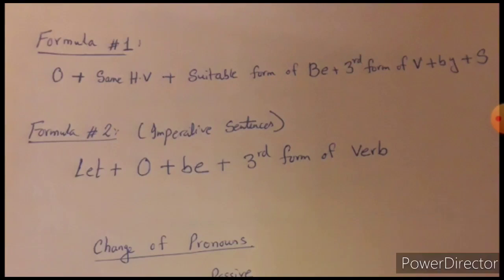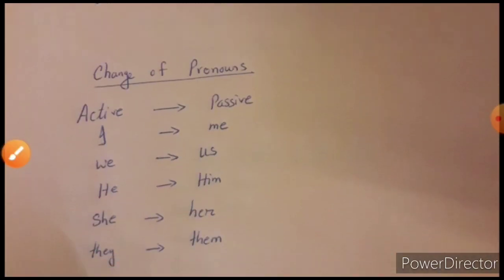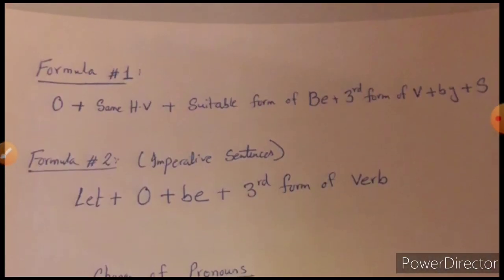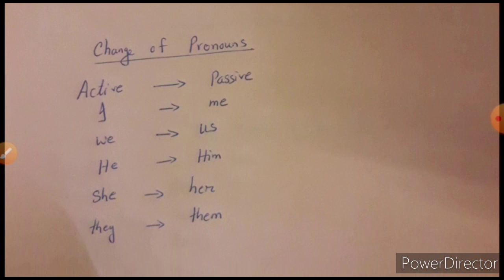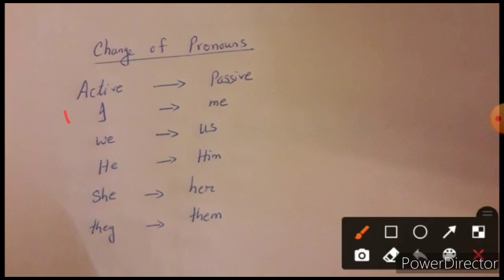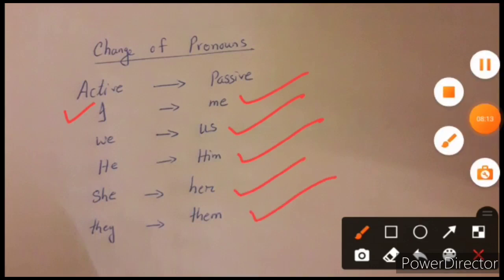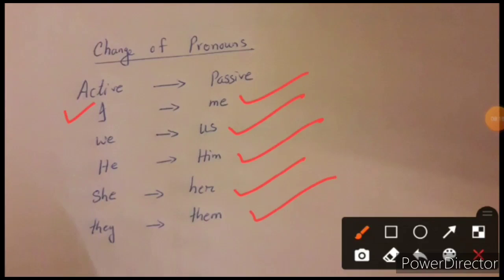Okay, here we are. Now the next step is when you know, okay, what is the suitable form of be, when you know what is the formula, after that you are also supposed to know how the change of pronoun takes place. Yani, for example, if you have in an active voice you have I, because it is the subject, so when it comes in the form of an object, it will turn into me. Then we have we will change into us, he will change into him, she will change into her, and they will change into them. So this is how we are going to change the pronouns.